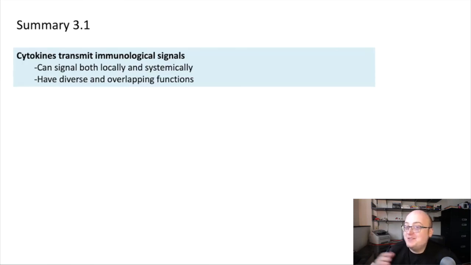Okay, let's summarize these general principles. Cytokines transmit immunological signals. Again, they are the neurotransmitters of the immune system, if you will. They're directly analogous, and they signal both locally and systemically, both within the tissue and also throughout the whole body through the circulation, for example, or through the lymph. And cytokines have diverse and overlapping functions. They do all sorts of stuff.